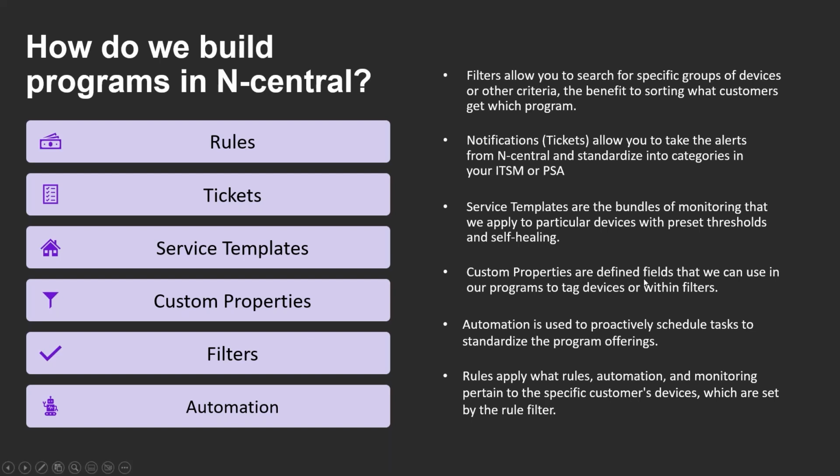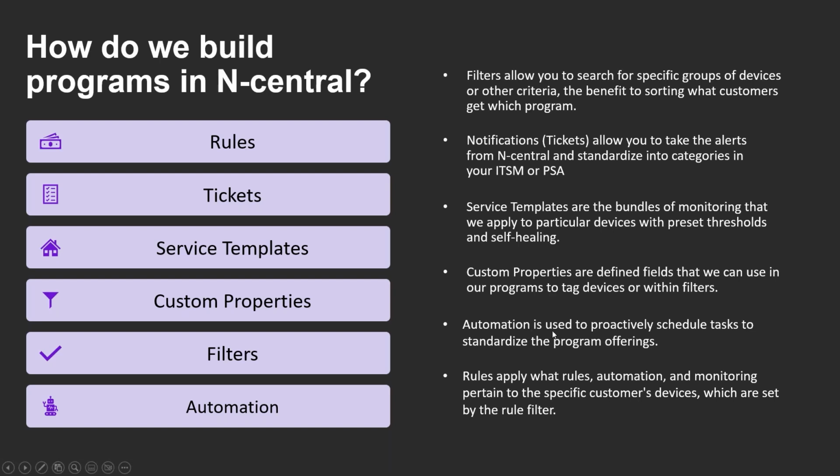Custom properties are defined fields that we use in our programs to tag devices within filters. We basically create these metadata tags and then we put them on our devices or we put them on our customers so that we can actually group and filter the way we need to. So custom properties and filters kind of go hand in hand. They kind of get hooked in together.